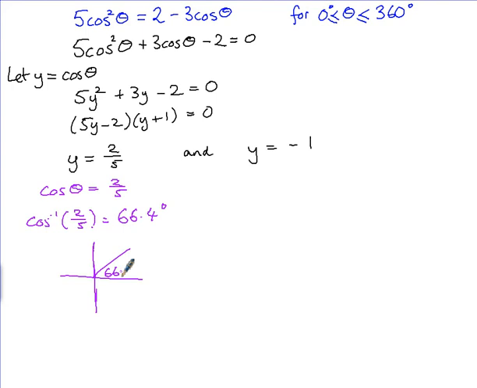And going through the process, 66.4 degrees is in the first quadrant. We're interested in cos values which are positive, so there will be another solution in the fourth quadrant with the same acute angle with the x-axis. So our second solution will be 360 degrees take away 66.4 degrees. Well, I'm going to round that to 3 significant figures. So a second solution is 294 degrees.